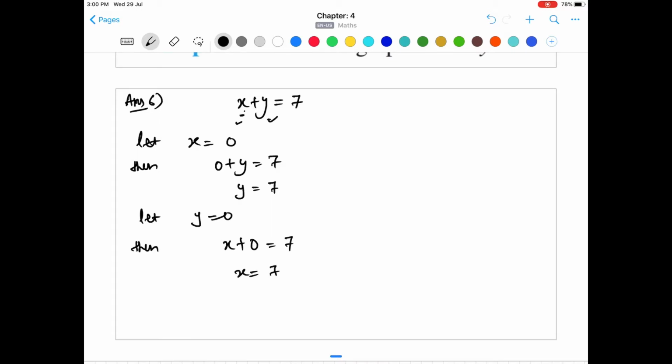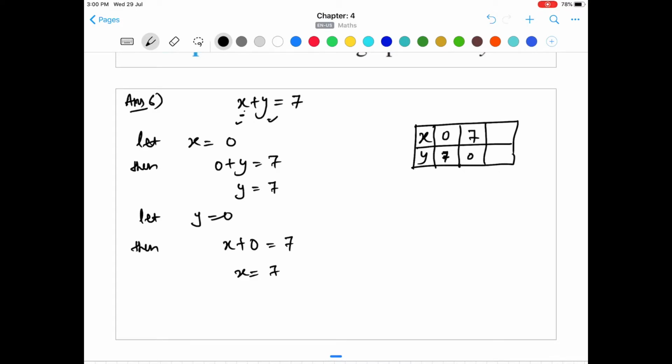So we got two solutions. Let me write the solutions here in this table, so that it will be easy to represent on the graph. This is for x and this here is y. In the first we have taken x as 0, we got y as 7. Then we have put y as 0, we got x as 7.